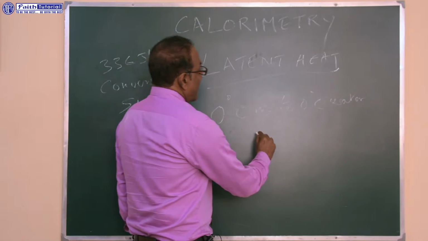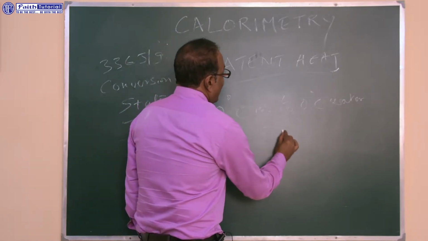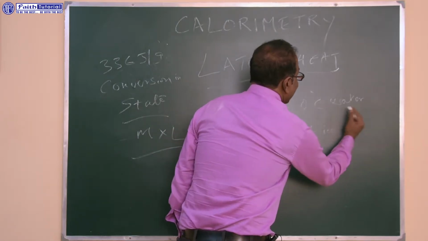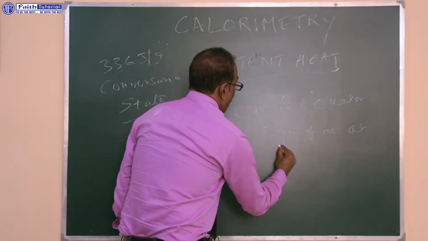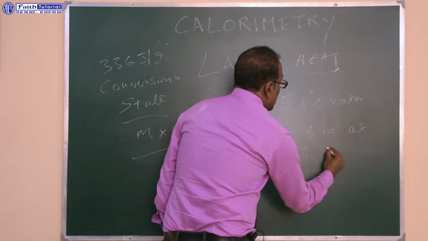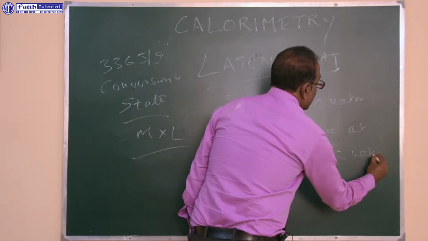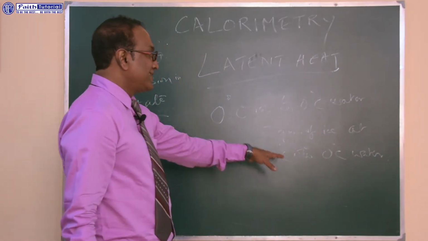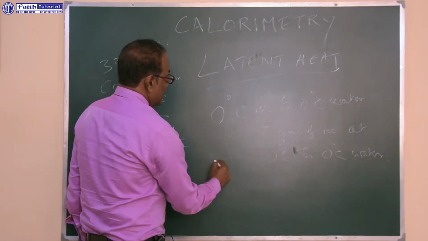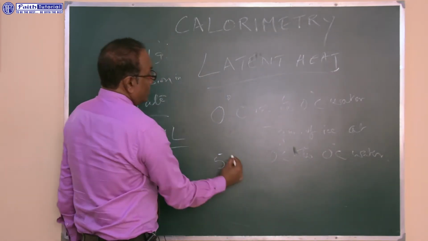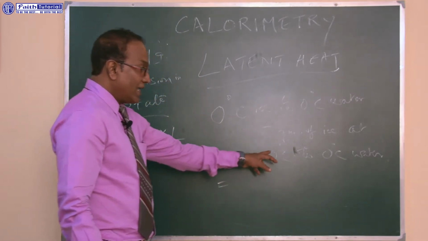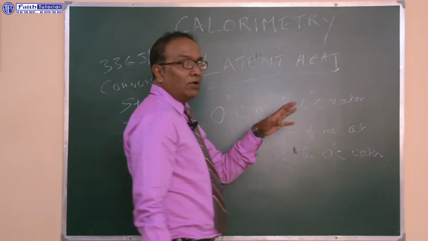Supposing, for example, 5 grams of ice at 0 degree centigrade converts to 0 degree centigrade water. That means 5 grams of ice will absorb 336 joules per gram to convert into water, and there will be no change in temperature. The thermometer will not show you any change.